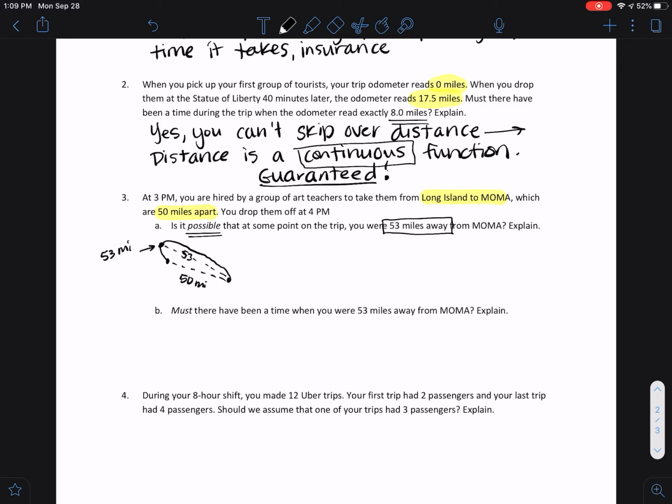Okay, so if I were to have maybe taken a little bit of a roundabout way, or maybe I made a stop along the way, the GPS took us on a detour, whatever it was, if we didn't take a direct route, it is possible for us to be 53 miles away. Is it possible for us to be 100 miles away? Well, yeah, but that's a little silly. As long as we're going some sort of a roundabout way or going away from that point and then coming back, it is possible. So yes, maybe we made a stop.